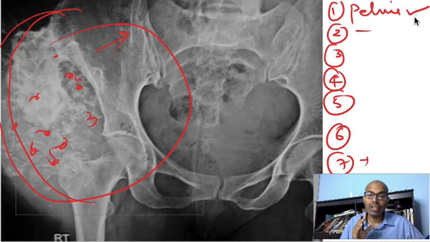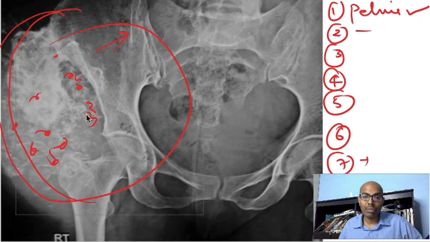The clincher here are 2 points. One is it is in the pelvis or flat bones. Any tumor or malignant tumor occurring from the flat bone is probably a chondrosarcoma until proven otherwise. The second clinching factor here is the popcorn type of calcification, which is typical of a chondrogenic tumor, and therefore the diagnosis here is a chondrosarcoma.